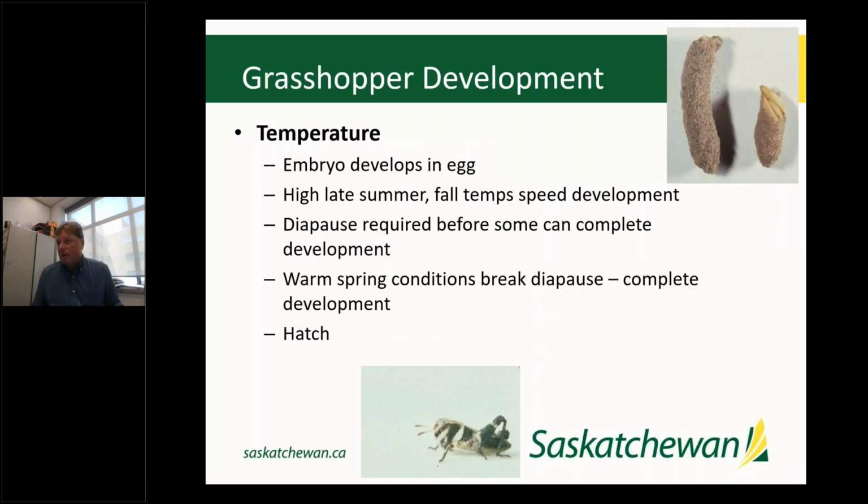So, grasshopper development. I indicated that we would talk about some of the factors that are going to influence population numbers and population success. And probably one of the most important is temperature. They are ectotherms. All insects are ectotherms, and all aspects of their development and their physiology and their behavior are influenced by temperature.